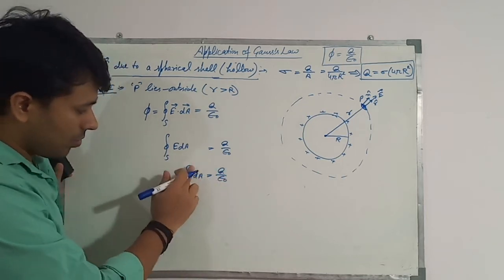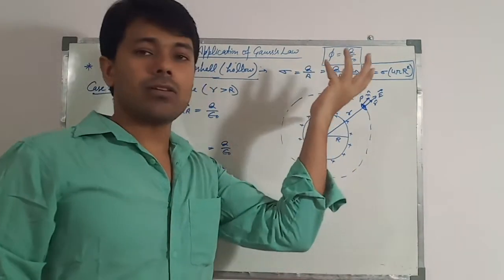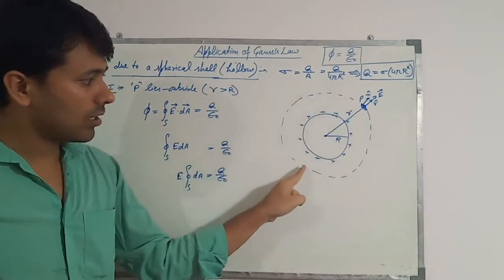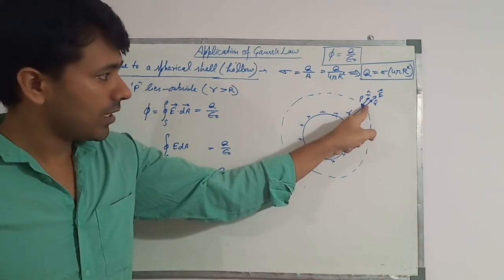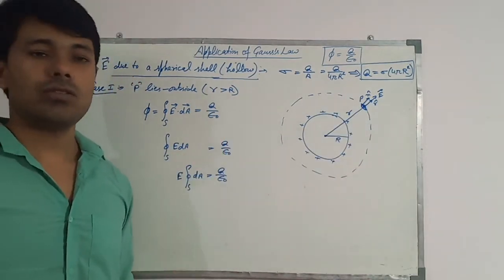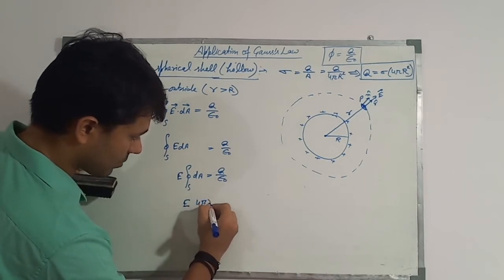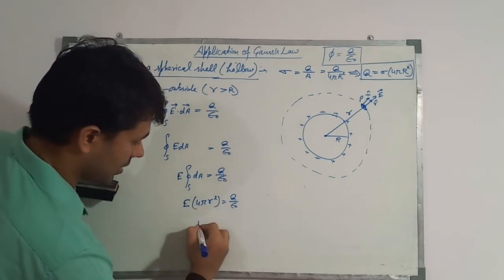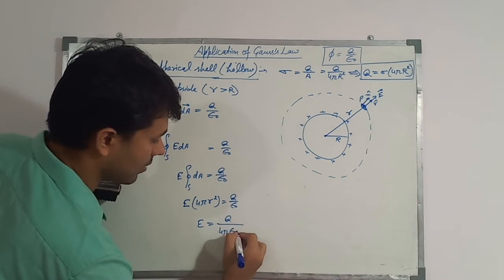And the integration of dA over a closed surface means the total area of that closed surface, meaning the total area of the Gaussian surface. Remember that. Total area of the Gaussian surface, because dA is the small area on the Gaussian surface, and we take the integration, meaning the total surface area of that Gaussian surface. And what is the total surface area of the Gaussian surface? 4 pi small r square. E times 4 pi r square equals Q upon epsilon naught. From here, what electric field did we get? E is equal to Q upon 4 pi epsilon naught r square.